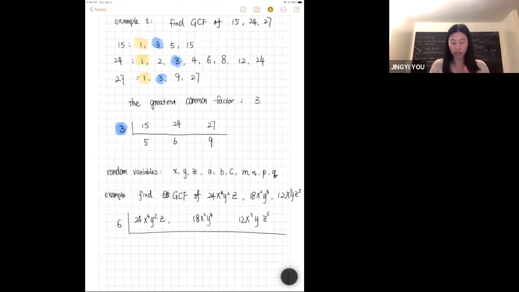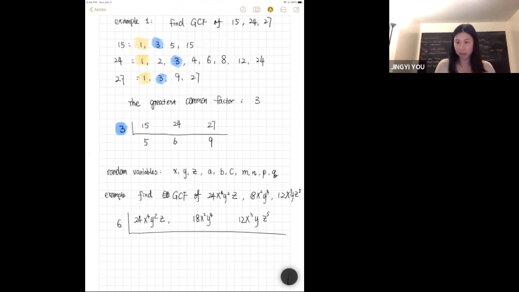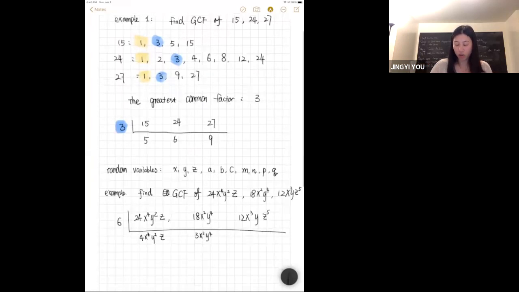So you use the first term and divide by 6. What remains? We still have 4, and since we didn't do anything to x, it remains the same: x to the 4th, y squared, and z. 18 divided by 6 is 3, x squared, y to the 4th. And 12x cubed times y times z to the 5th divided by 6 gives 2x cubed, y, and z to the 5th. Okay, we have already taken care of the number part.